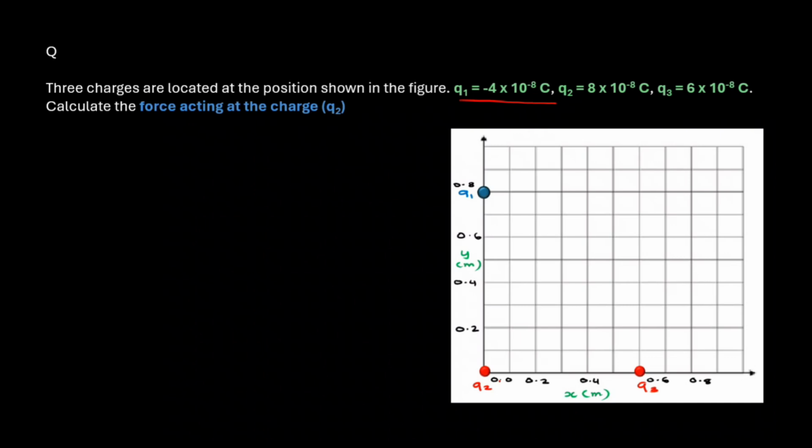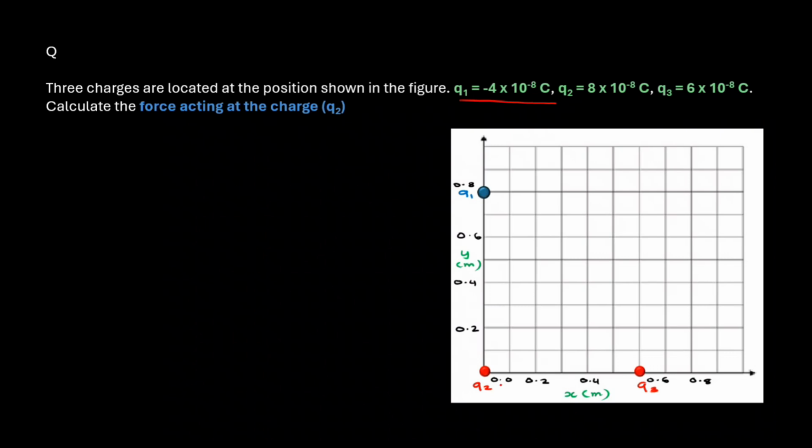So here you have three charges as shown in the figure. Q1 is located on the y-axis, 0.8 meter. Q2 is at the origin, whereas Q3 is on the x-axis, 0.6 meter. We need to find the net force on Q2 because of charges Q1 and Q3. Before we find the magnitude of the force, we need to first sketch the direction of forces acting on Q2.